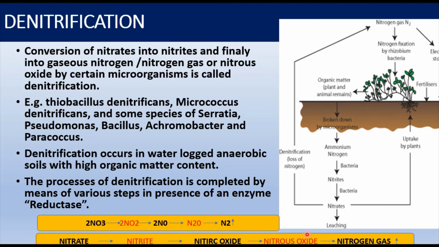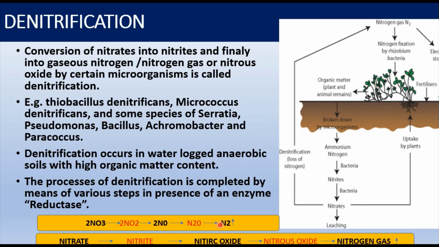And here you can see the overall reaction of the denitrification process. So here the nitrate form is converted into the nitrite form, and from the nitrite they are reduced to nitric oxide, and then reduced to nitrous oxide, and finally they give the gaseous nitrogen, that is atmospheric nitrogen. So this denitrification process does not occur to any significant degree in well-aerated soil with moderate amounts of nitrates and organic matter. But denitrification occurs seriously in waterlogged anaerobic soils with a high organic matter content.